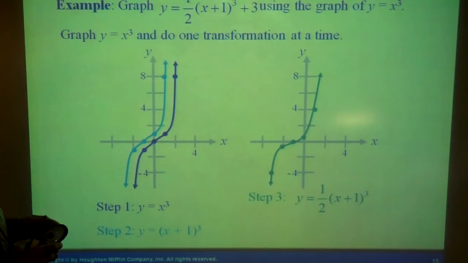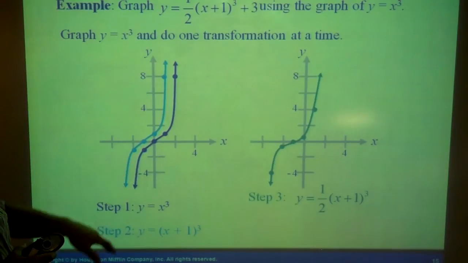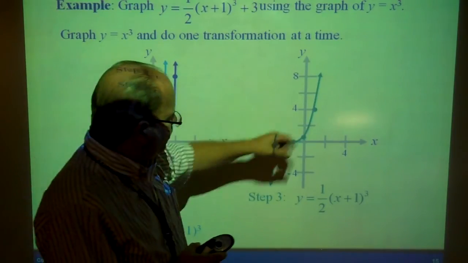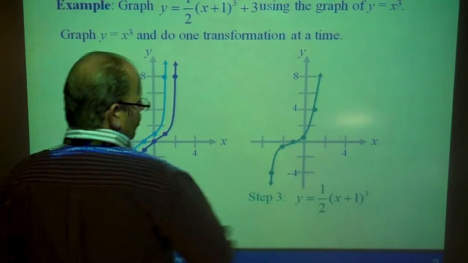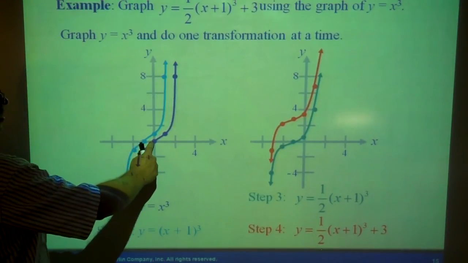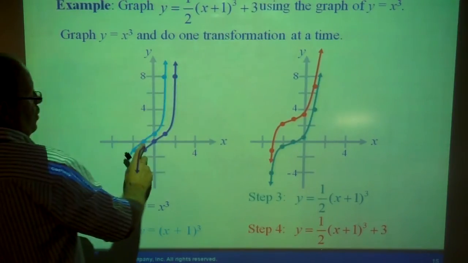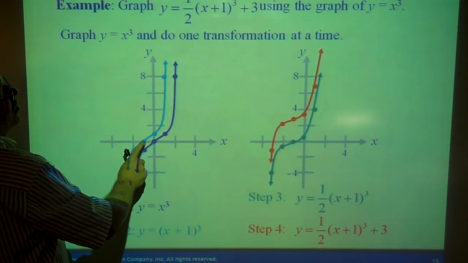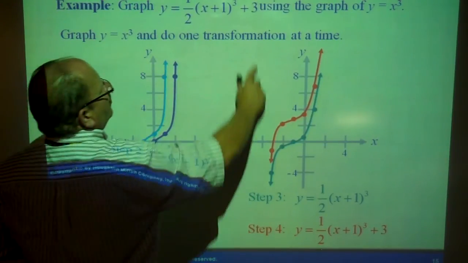Oh, well, they've stretched it first. Doesn't matter our order. So they've stretched it first. Now look, it's a little bit wider than it was. And now we go up 3. And there's the graph. So we start with x cubed. We move it left 1. We stretch it 1/2. We move it up 3.